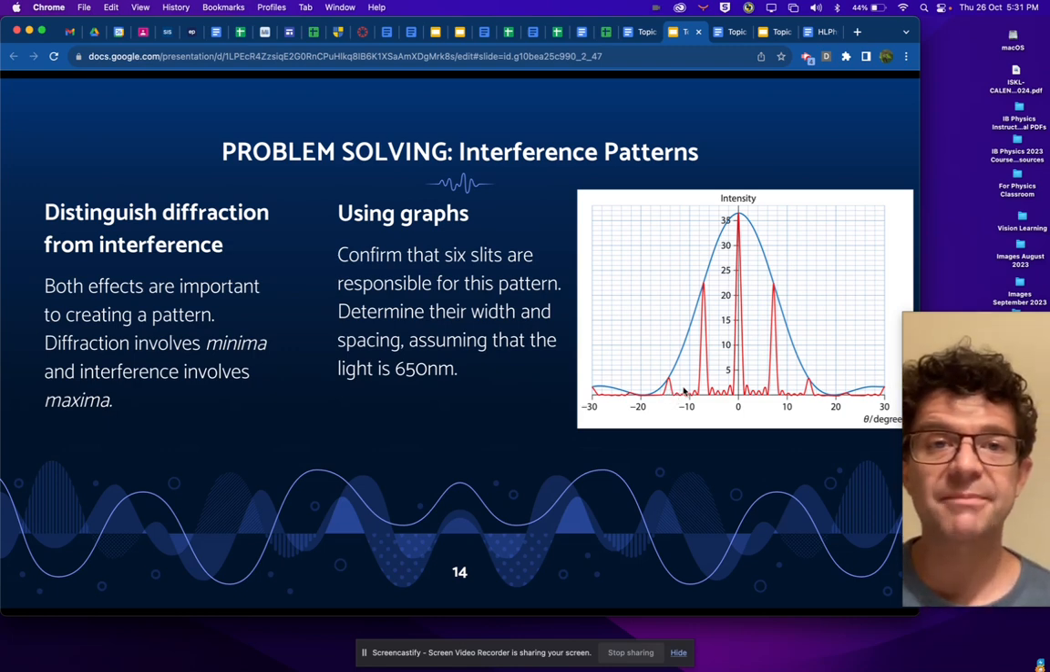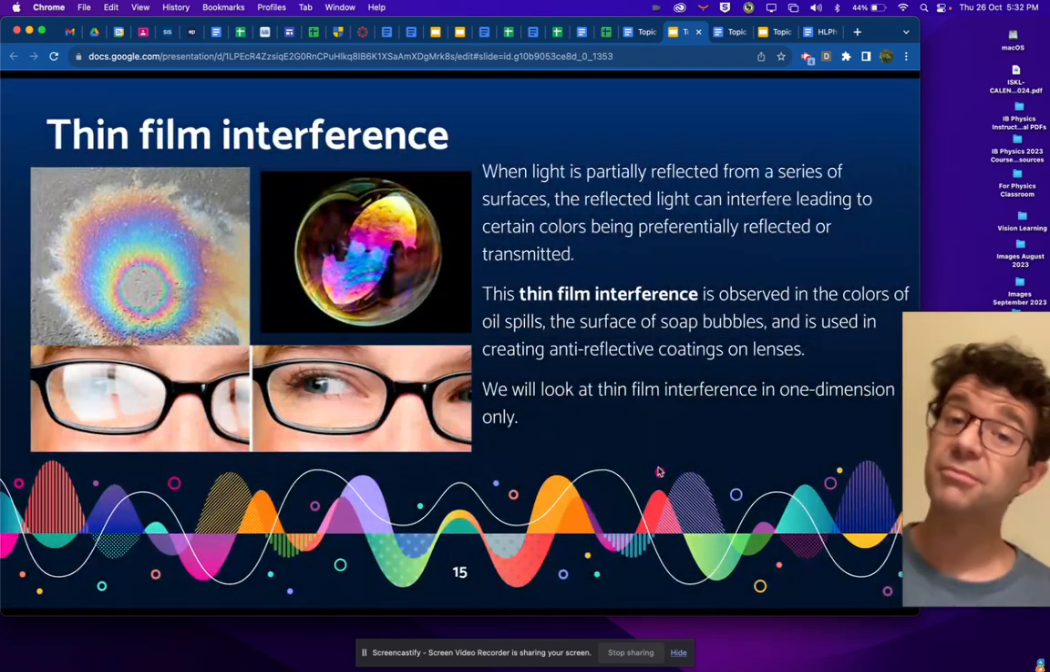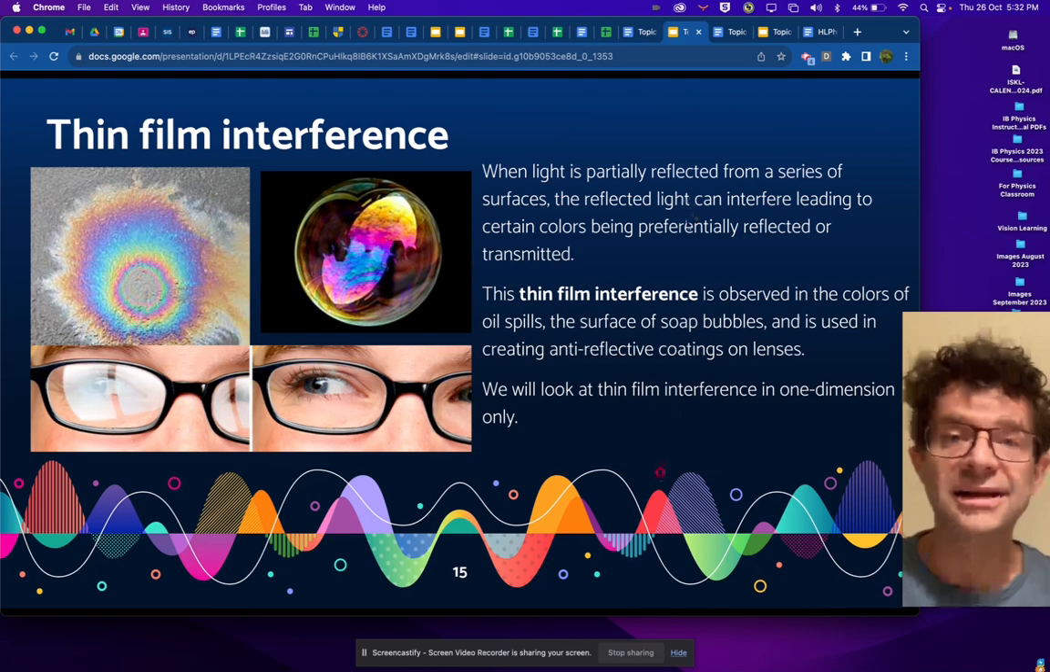That's the first half of topic 9.3. We'll continue with thin film interference, which is beautiful, but rather difficult in class in person.